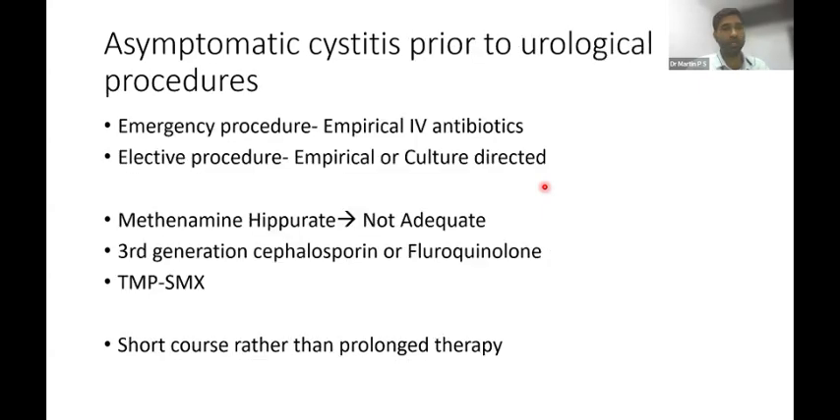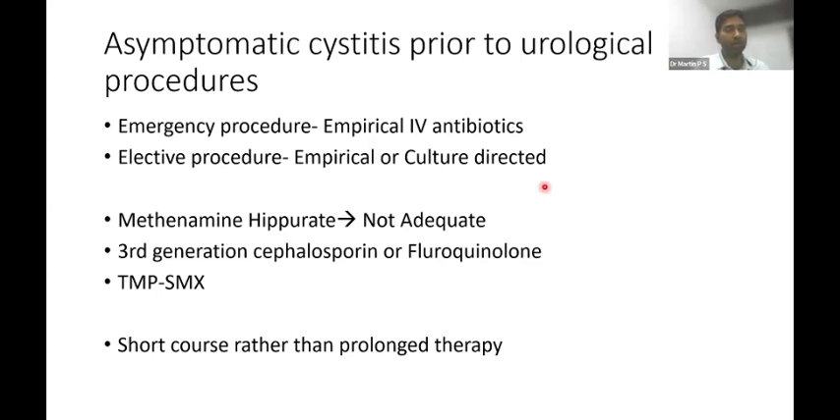So that is asymptomatic cystitis prior to urological procedures. But in emergency procedures, if a major procedure has to be done to save the life of the patient, you have to start the patient on empirical IV antibiotics and do the procedure. But in an elective procedure, it is better to make sure that the infection is properly treated, and only then should major urological procedures be done.